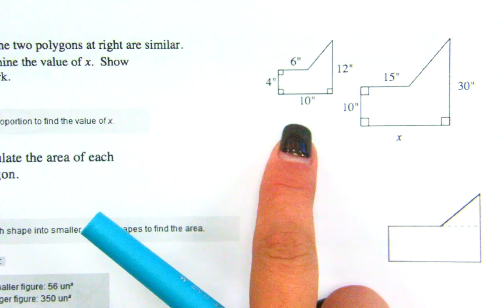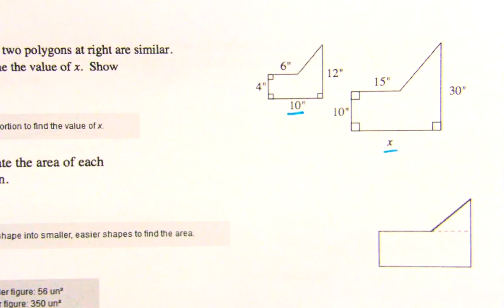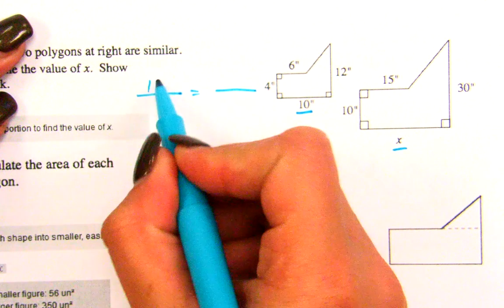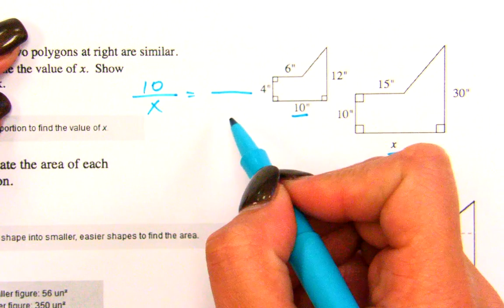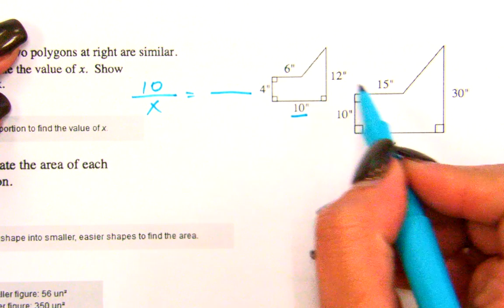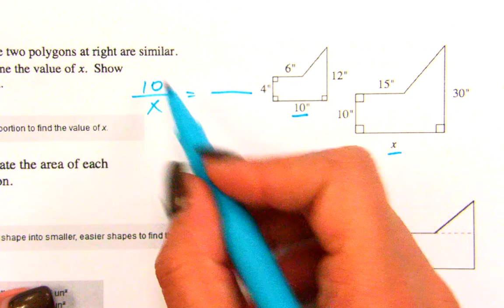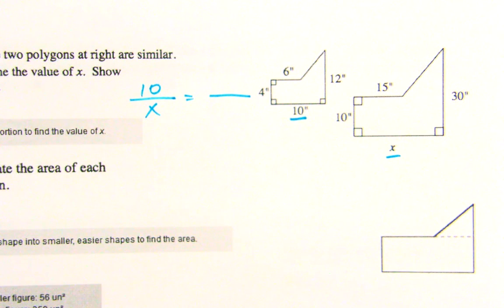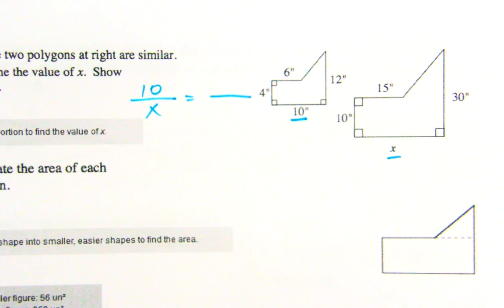Number 41 should be pretty easy to do, setting up for x, finding a proportion. It doesn't matter which one you use, but you must use the 10 and you must use the x. So a proportion would be like 10 over x equals, and then pick 2 numbers. You can pick the 4 and the 10, the 6 and the 15, or the 12 and the 30, whichever you prefer. Then you can cross multiply or find common denominators, whichever you prefer, and find the value of x.